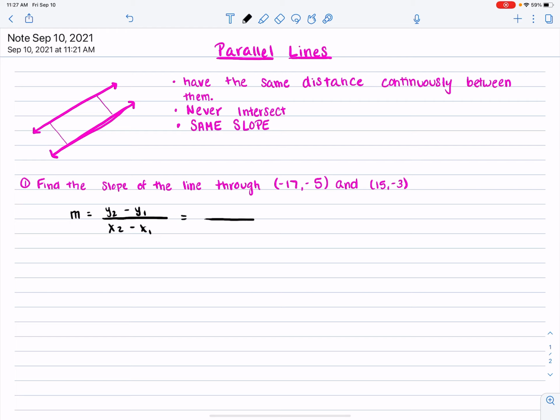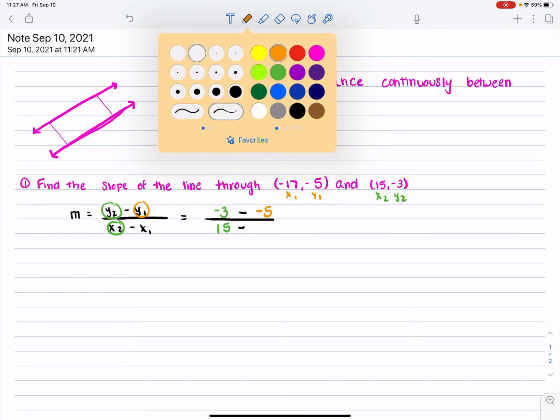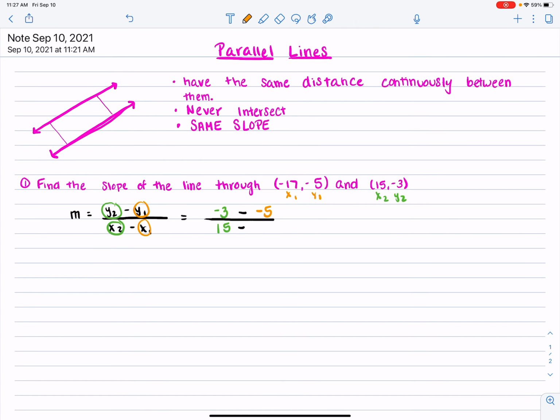So first I'm going to build the fraction and put the minus signs in place, and then I'm going to fill in my numbers. This first point I'm going to call x1, y1. The second point I'm going to call x2, y2. So if I look, the very first spot I have is reserved for y2, so I'm going to put -3. The second spot that I have is reserved for y1, so I'm going to put -5. Okay, on the bottom, the first blank is x2, and my x2 is 15. And then my last blank is x1, and x1 is -17.